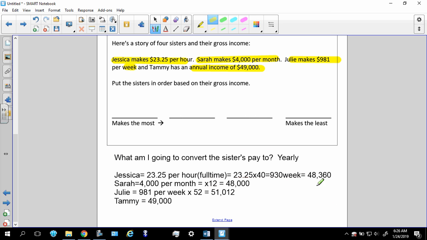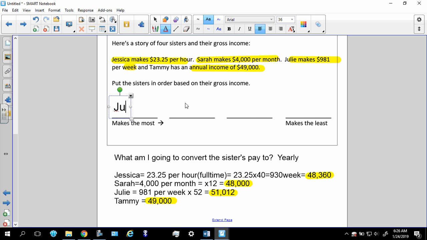All right, so here you're just comparing. So let's see. Jessica, 48,360. Sarah, 48,000. Julie, 51,000. Tammy, 49,000. Well, let's just start putting stuff together. So, who makes the most? And that is Julie. Who makes the second most? Tammy. Who makes the third most? And of course, when I say third, I'm being kind of weird with the grammar here. And then, by my calculation, Sarah should make the least.